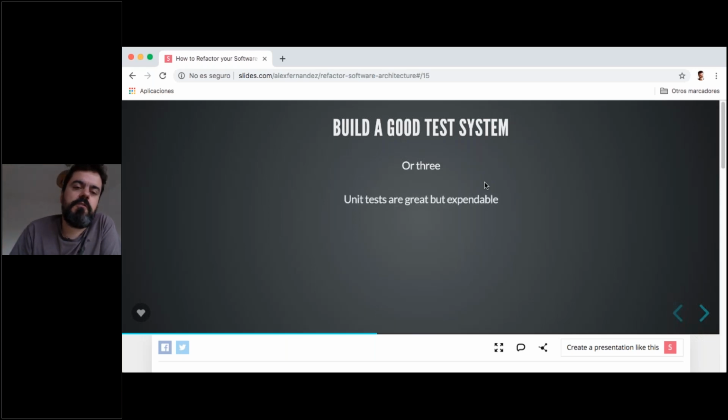And usually unit tests, which are great when you are working on something, are expendable at this point. So what you probably want is to do some kind of integration test of your backend code, to test some services in a row, and then you have something to start.